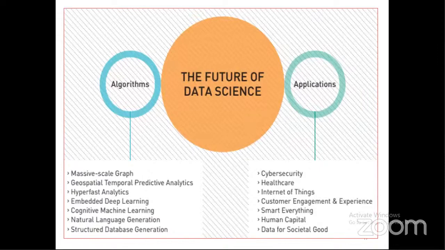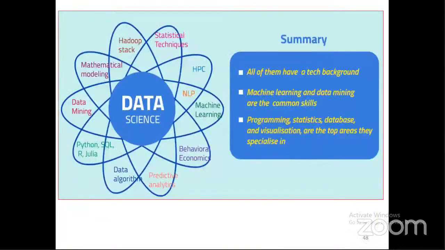And the summary: all of them have a tech background. Machine learning and data mining are the common skills. Programming, statistics, database, and visualization are the top areas they specialize in. So you must have knowledge of the Hadoop stack, mathematical modeling, NLP, machine learning, behavioral economics, predictive analytics, data algorithms, Python, SQL, or Julia programming, etc. So what mathematics do you require to solve data science applications? In maths, we use linear algebra and calculus. In statistics, we use descriptive analytics and inferential statistics.